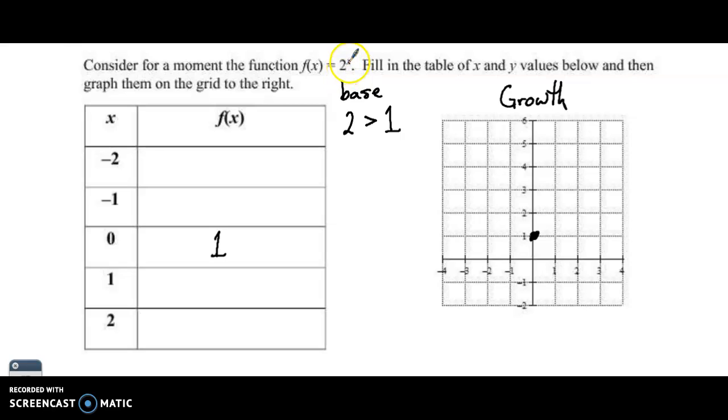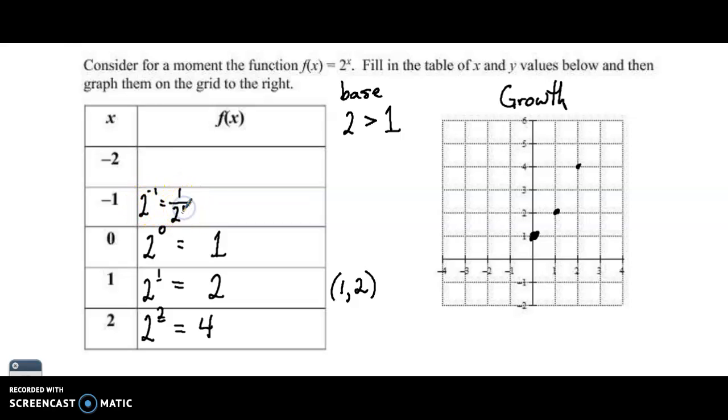If I plug 1 into the power, well, 2 to the first power is 2. So we have the next ordered pair at (1, 2). I think that you guys could all do this without my help. So when x is 2, plugging in 2 into the exponent, we get 4. So (2, 4). And please remember that when you plug in a negative exponent, that makes it a fraction.